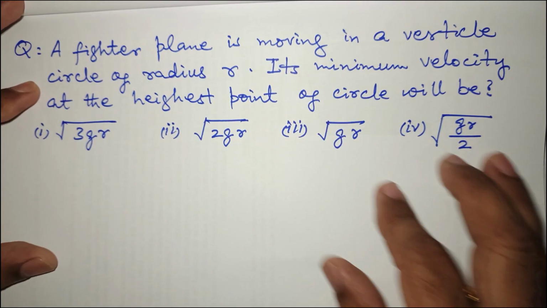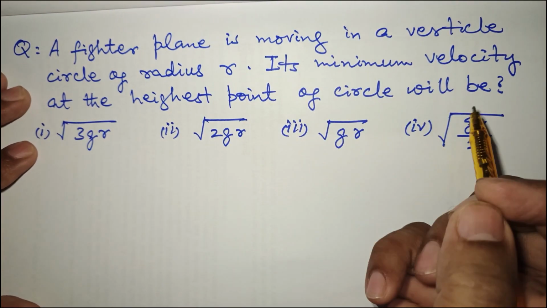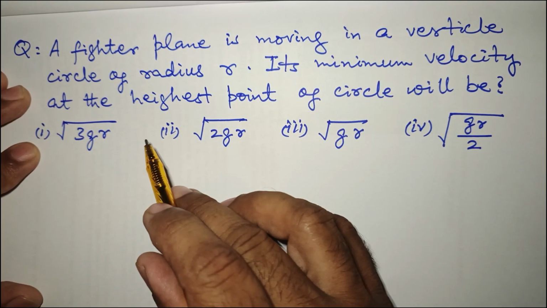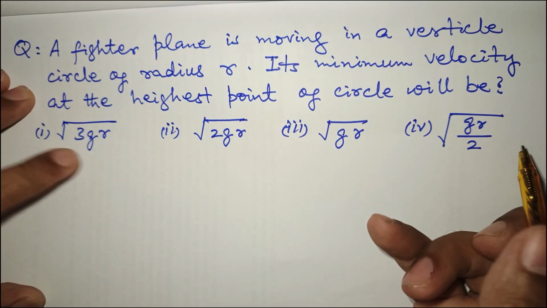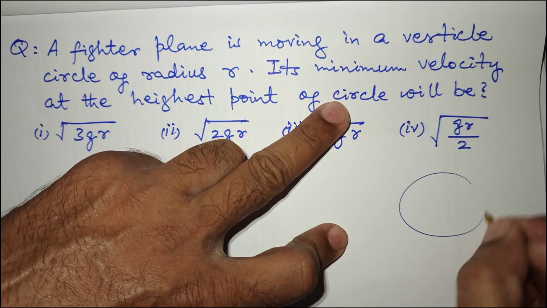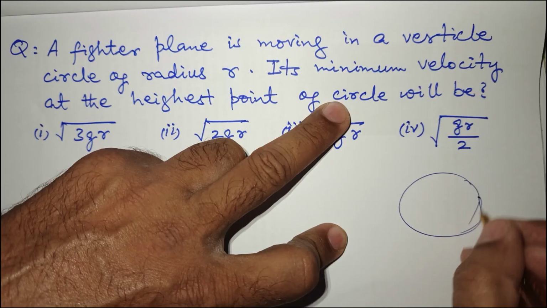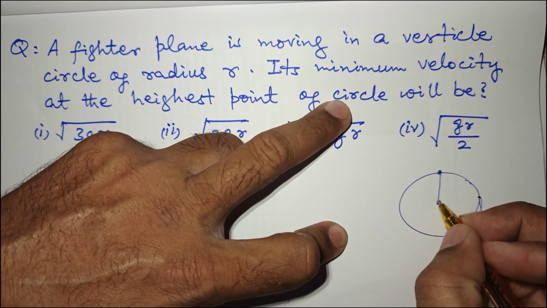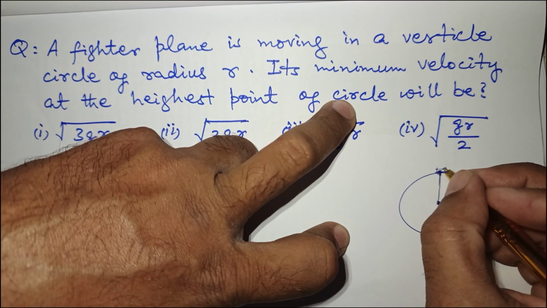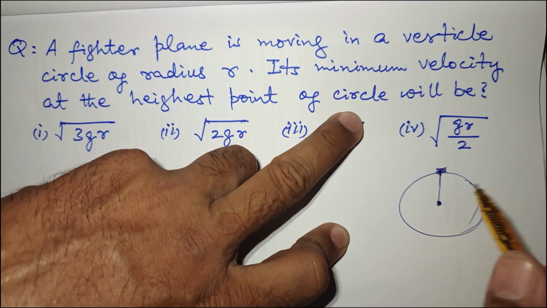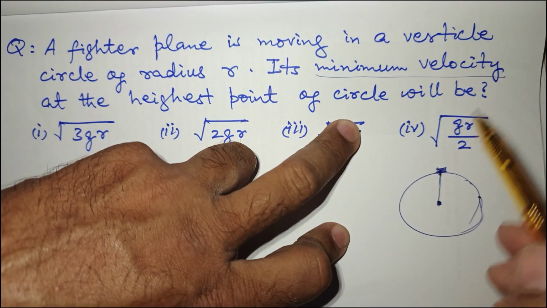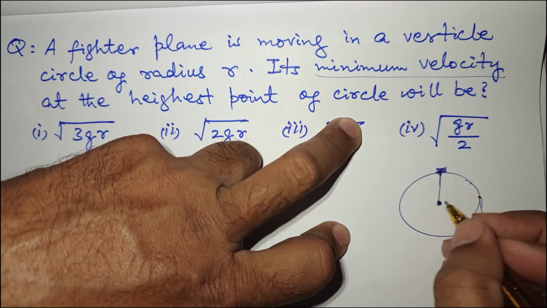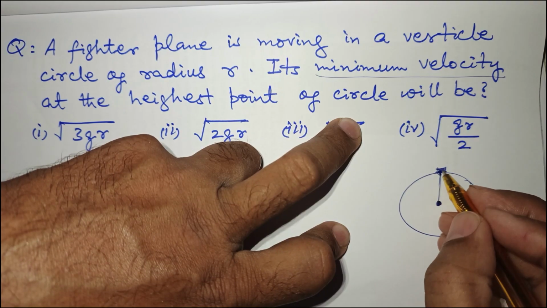This is the most interesting. A fighter plane is moving in a vertical circle of radius r. Its minimum velocity at the highest point of the circle will be. Now this is the highest point. Here we have the aeroplane flying over here. It should be noted that we have to find out the minimum velocity. When it has minimum velocity, this will be just balanced with the weight of the aeroplane.